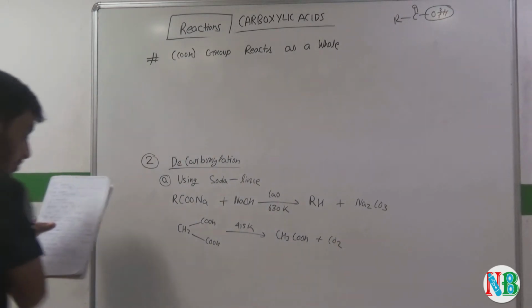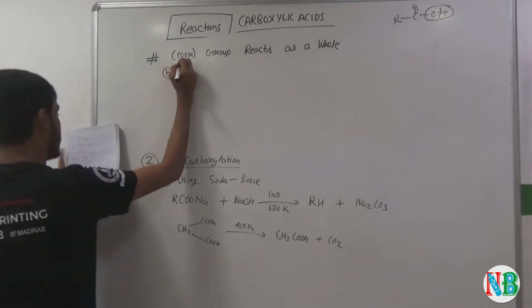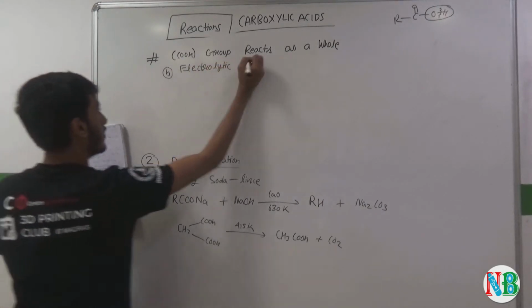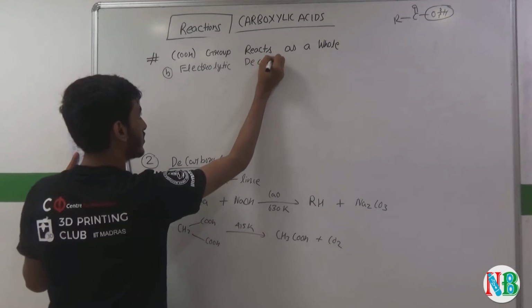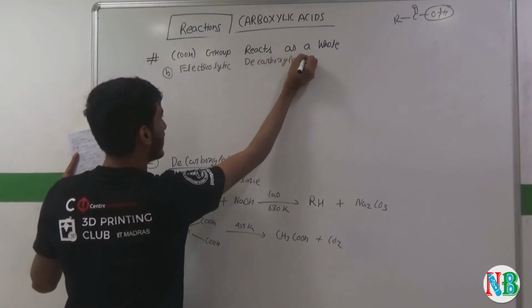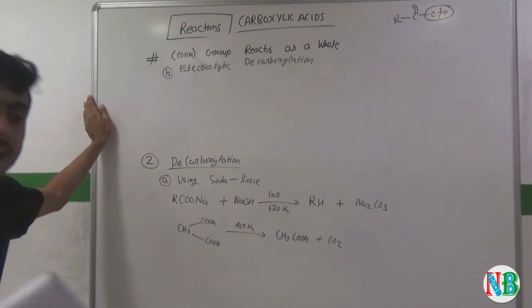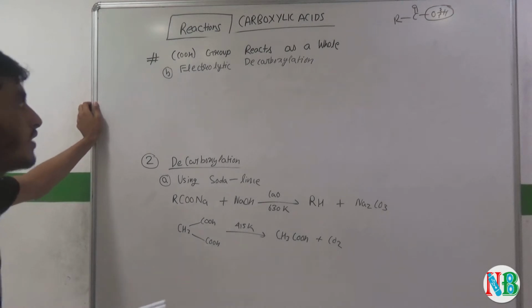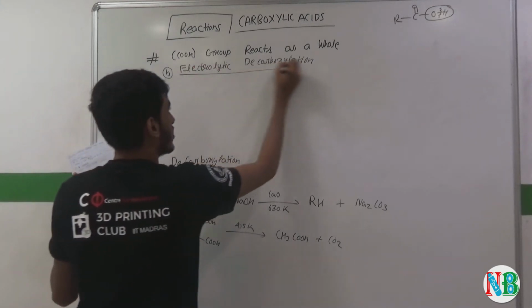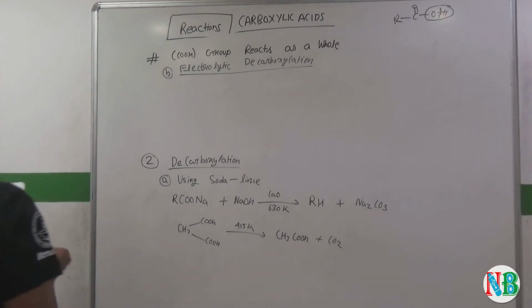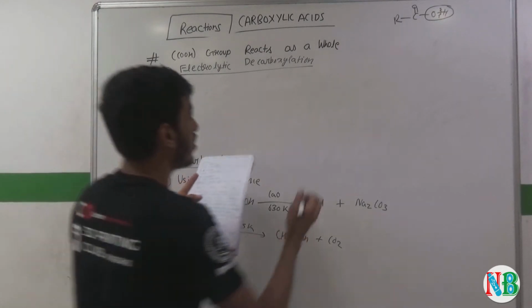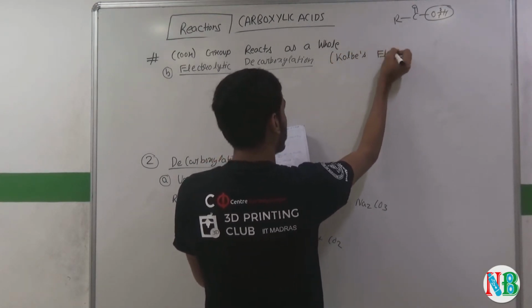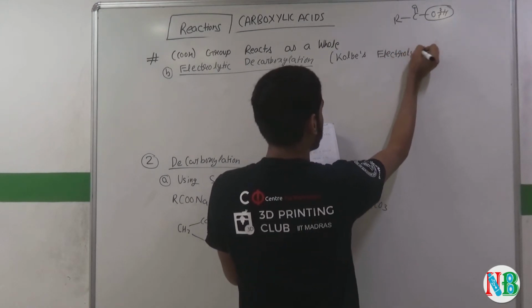There is one more way to do a similar reaction. It is called electrolytic decarboxylation. In this reaction, these reactions take place on the anode. They are done inside a cell where you have some kind of charges. You have to put anode electrodes. This reaction is also known as Kolbe's electrolytic reaction.